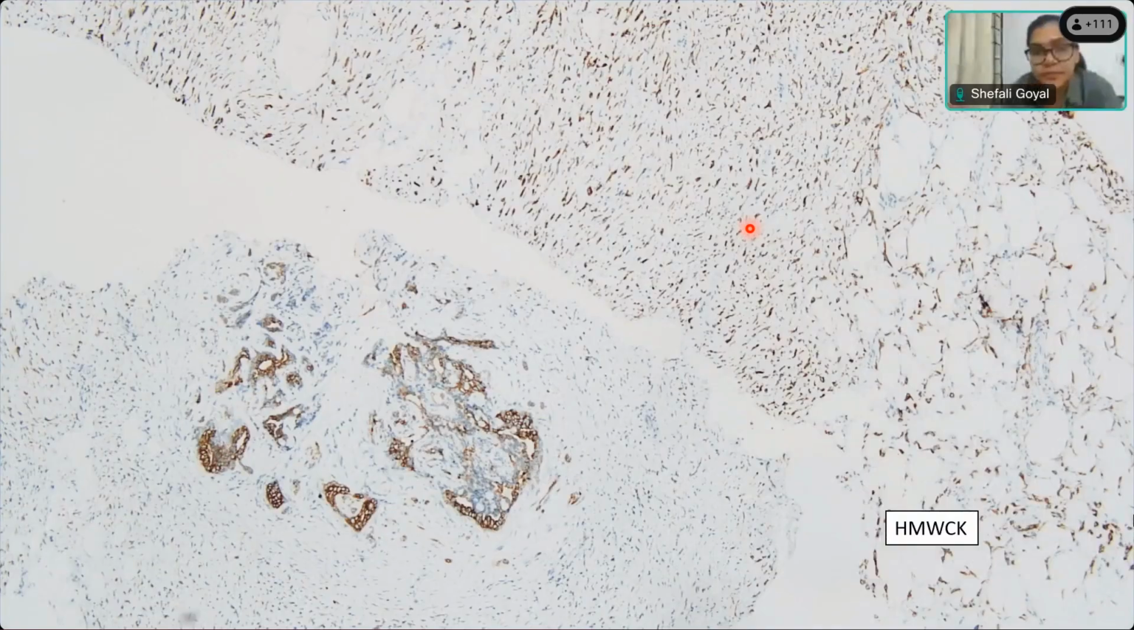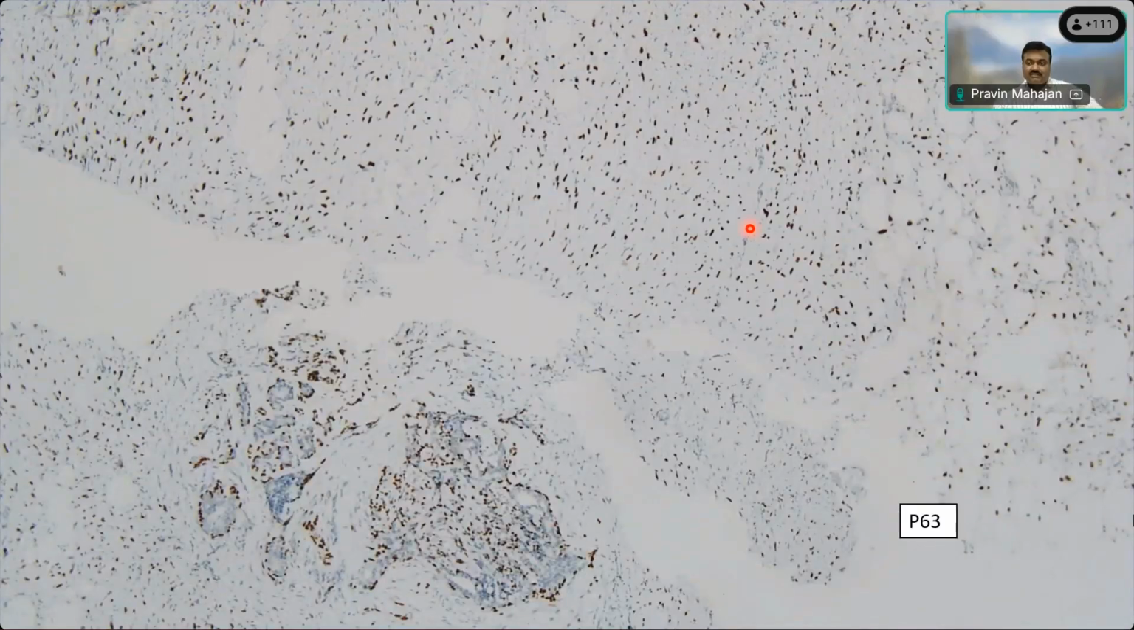There are two markers which are positive. We are quite sure now this is something epithelial, a malignant epithelial tumor, which is showing sarcomatoid morphology, correct? Yes, sir. So it could be your first differential, metaplastic. Yeah, very good. Another marker, P63, is also positive, right? Strongly and nicely. It also helps to make that diagnosis.